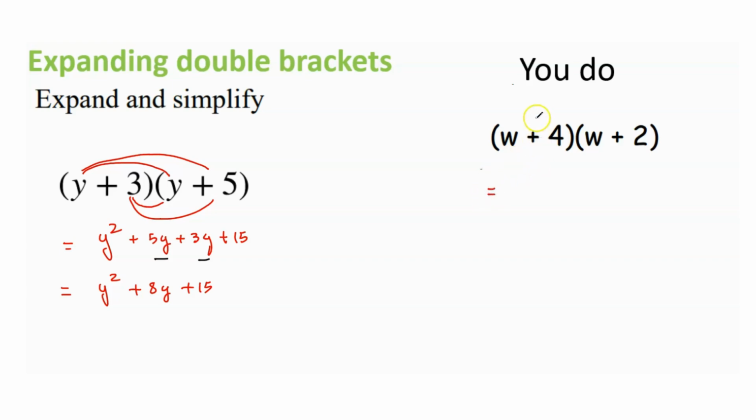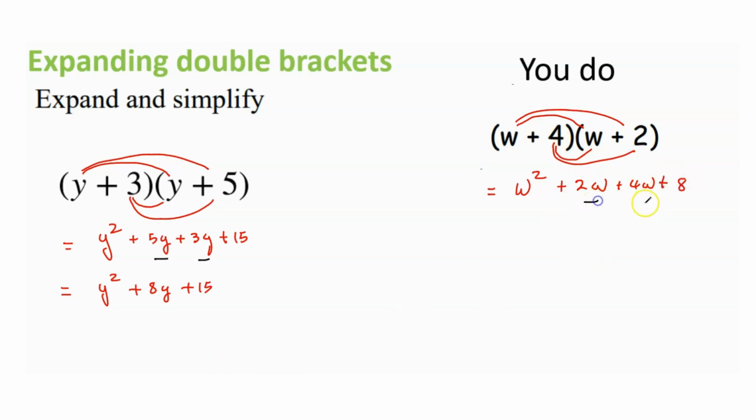Okay, so we use this w to multiply by w there, so we get w squared. W times 2, we get 2w. And then we get 4 times w there, and we get plus 4w. And positive 4 times 2, we get positive 8.